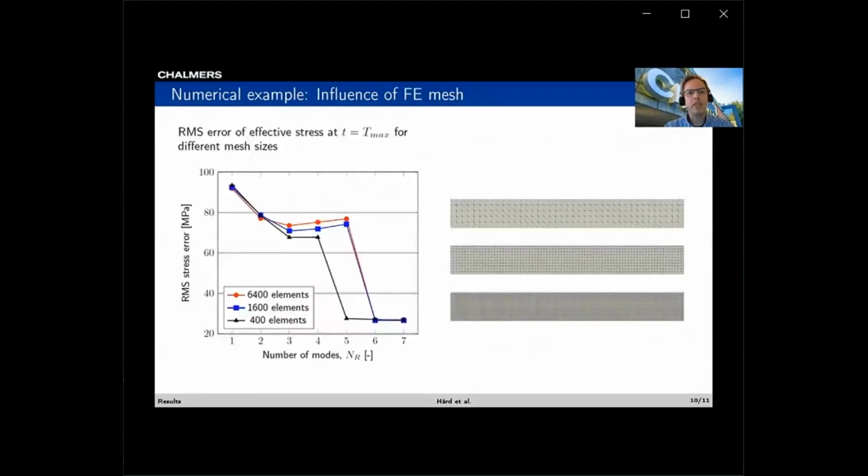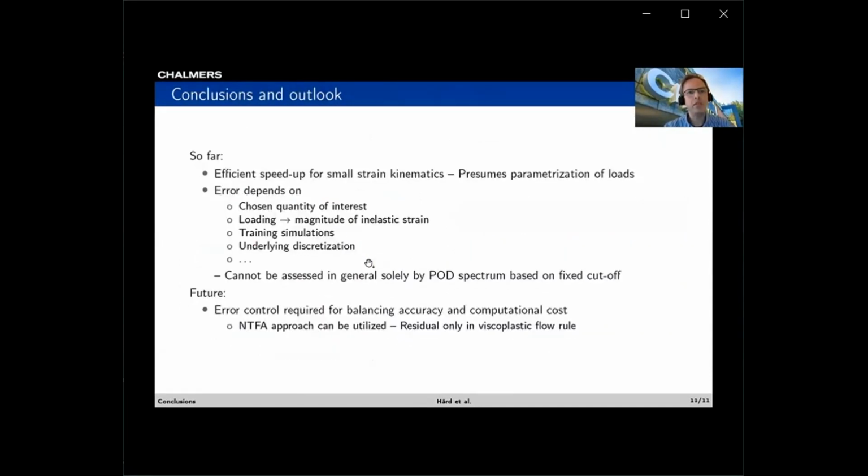Finally, we also investigate the influence of the error on the underlying discretization, and in particular, as we increase the number of basis functions, then the error depends more and more, so to speak, on the underlying mesh. So to sum up, we have an efficient procedure for speeding up the analysis based on small strain kinematics and a suitable parameterization of the loads.